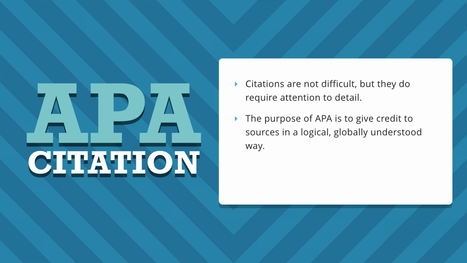The purpose of APA is, of course, to give credit to sources in a logical and globally understood way. And by globally understood, what we mean is that everyone who's familiar with APA citation understands what you're doing when you use APA citation. And because this style is consistent, that means that if you're using this format, anyone can go look up this style if they're not familiar with it and figure out how to find your sources.